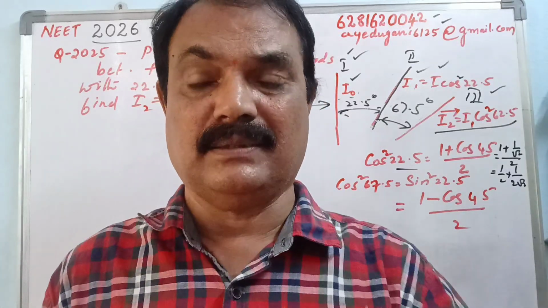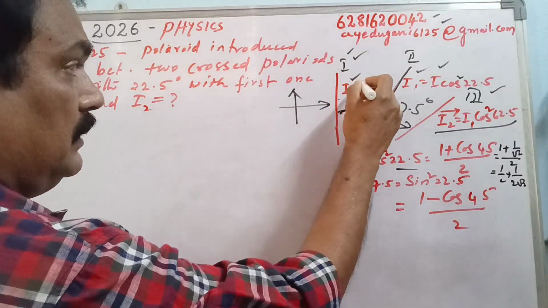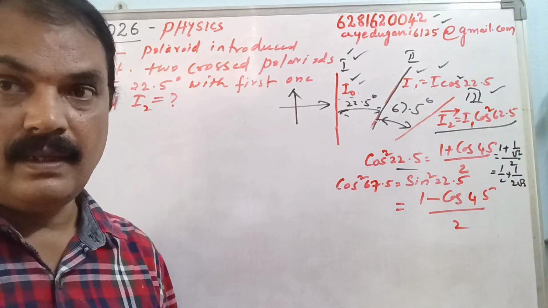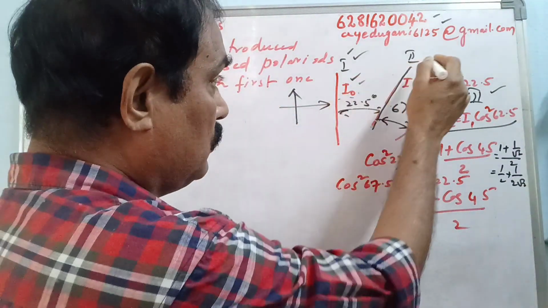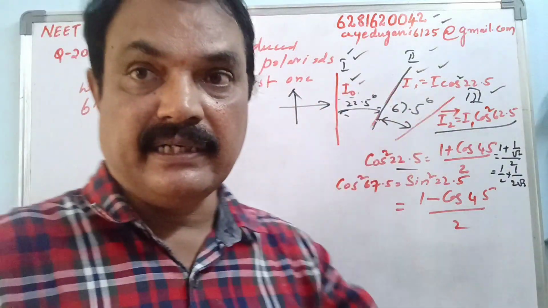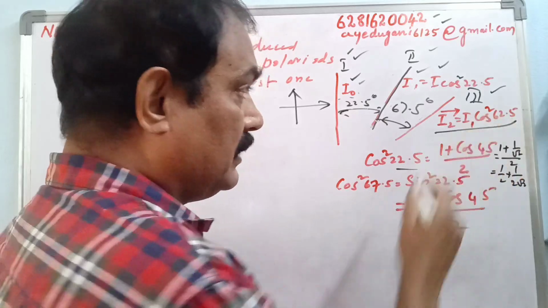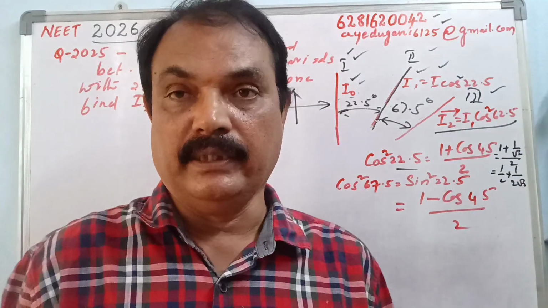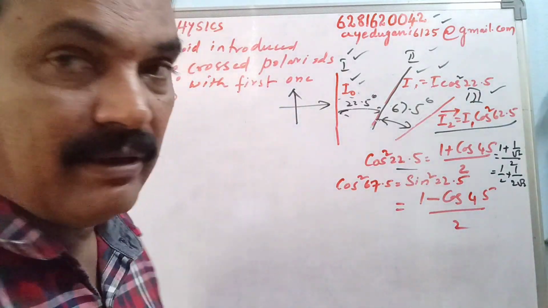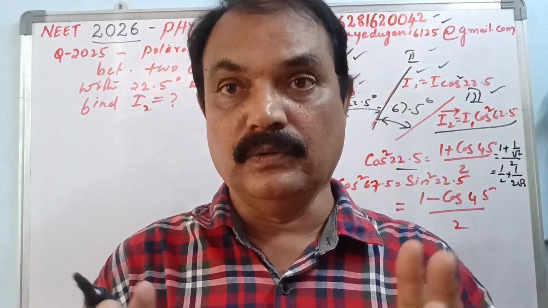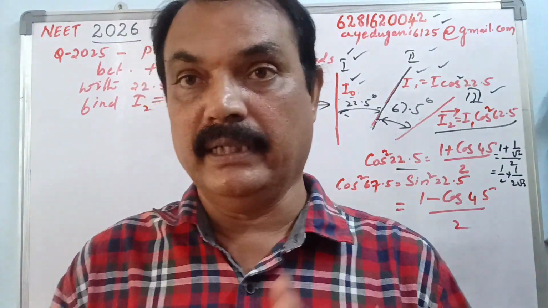So how to do this problem? The intensity coming out from the first Polaroid is I0. So the intensity is decreased. Then again it passes through the second, and the intensity again decreases. It will become I1. Then when this I1 passes through the third one, it will come out with intensity I2. So using this small formula, one can easily solve this. Very simple. You need to remember trigonometric functions and formulas, then you can easily do it.